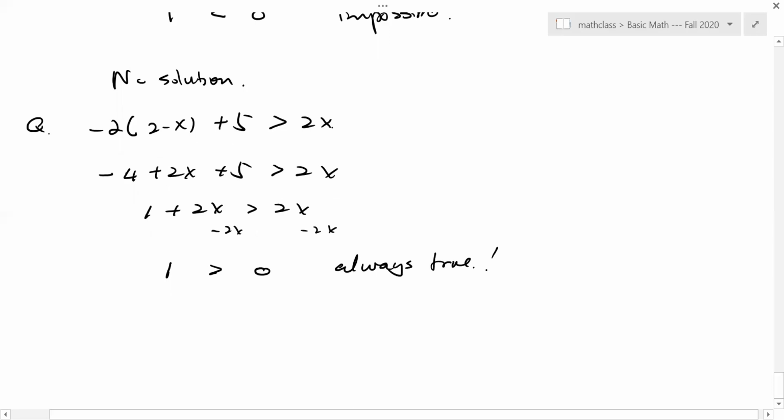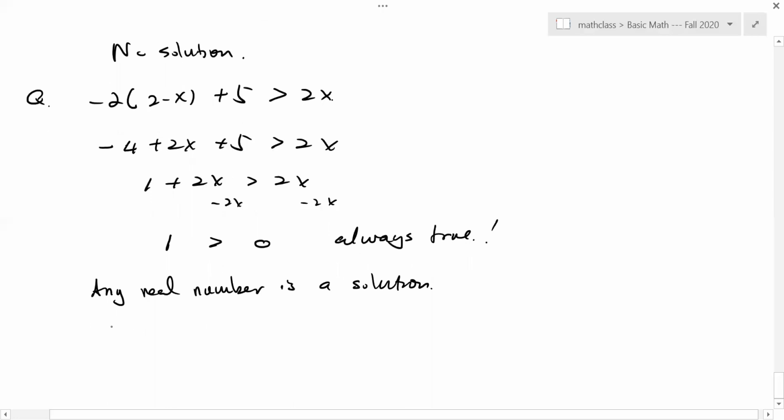So Alex said you got no solution. Well, any x, any real number, is a solution. Okay? So what you should say is the solution set. So you have so many solutions there. The solution set consists of all real numbers.